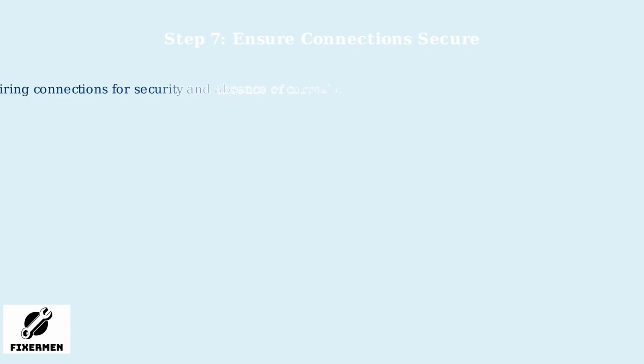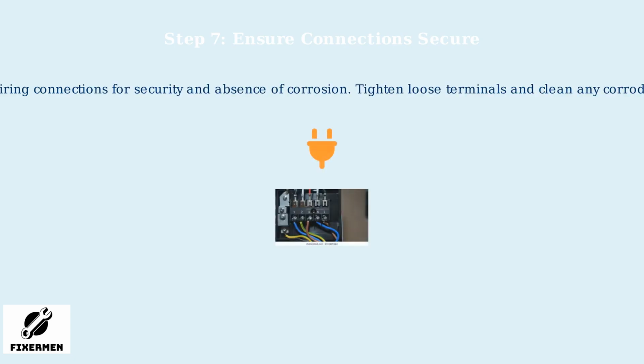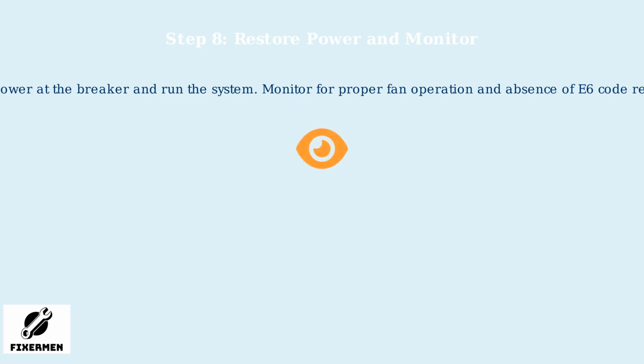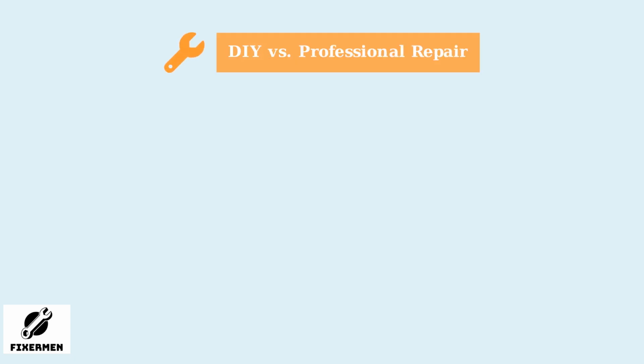Inspect and secure all wiring connections. Ensure terminals are tight and free of corrosion, as loose connections can cause intermittent faults, leading to E6 errors. Finally, restore power at the breaker and turn the system back on. Run a test cycle and monitor the unit for proper blower fan operation, and ensure the E6 error does not return.